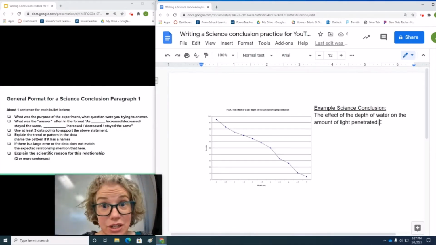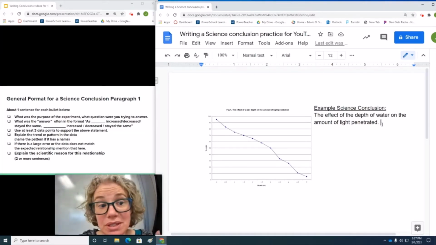Okay, so you'll see here, I just basically reworded it: the effect of the depth of water on the amount of light penetrated. Basically, to translate that, it's saying, as you go deeper, what happens to the amount of light that is in the water? And I think most of us know from experience that if you go deep down in a pond, you're going to be able to see less because less light is going to penetrate through from above.